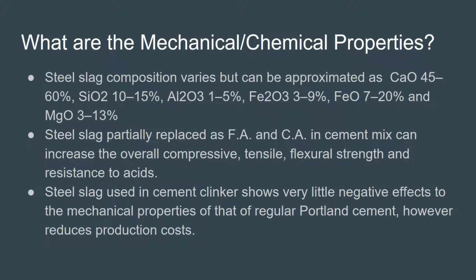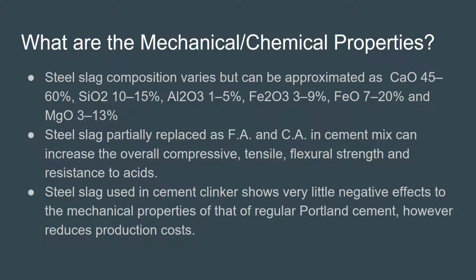Since steel slag is produced as a byproduct in steel production, it has a varying chemical composition, but can be approximated as about 45 to 60% calcium oxide, 10 to 15% silicon dioxide, 1 to 5% aluminum oxide, 3 to 9% iron(III) oxide, 70 to 20% iron(II) oxide, and 3 to 13% magnesium oxide.